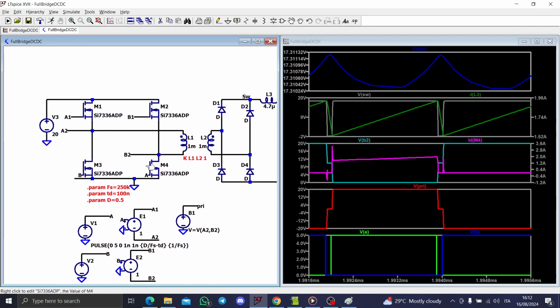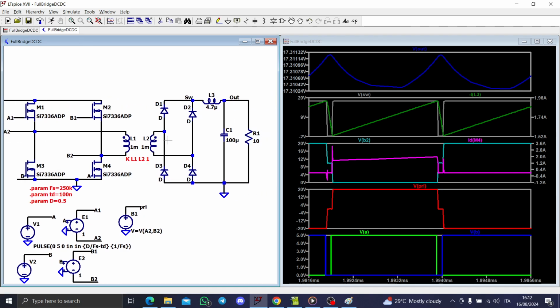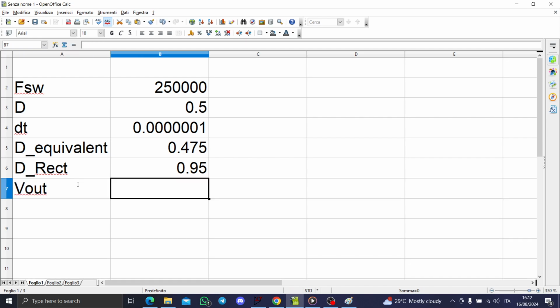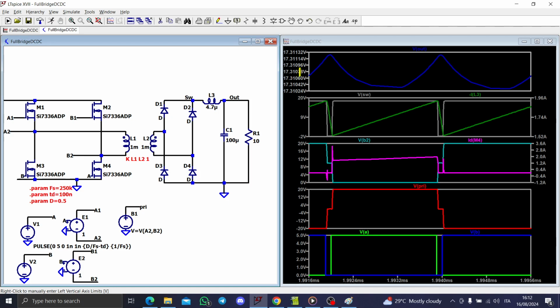The reason is because I have 20 volts as an input, and let me make some calculation. I have the duty cycle here, times the input, minus 0.7 times 2, because there are 2 diodes in series, and so I have V out equal to 17.6 on my calculation. And here I have 17.3. Maybe because there is a little bit more drop, but you got the picture. So this is how you drive correctly a full bridge.